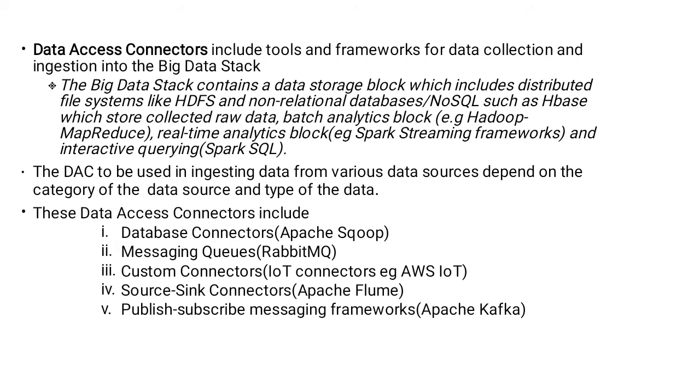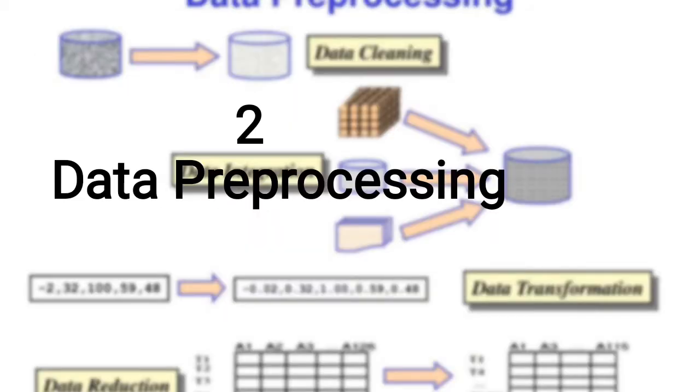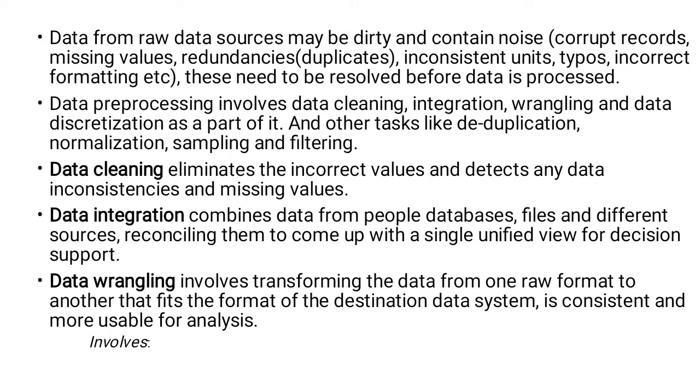Now we're going to move on and look at the second step, which is data pre-processing. Data from the various raw data sources may be dirty and contain noise, such as corrupt records, missing values, redundancies or duplicates, inconsistent units, typos, incorrect formatting, among others. These need to be resolved before data is processed.